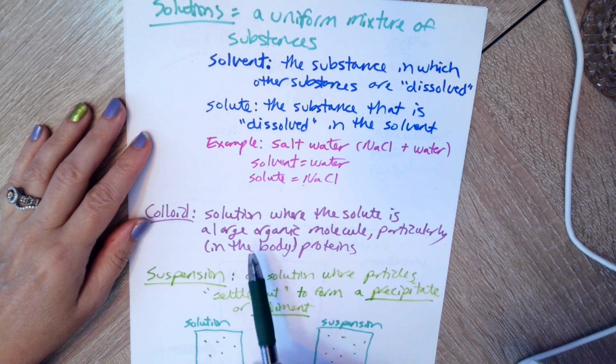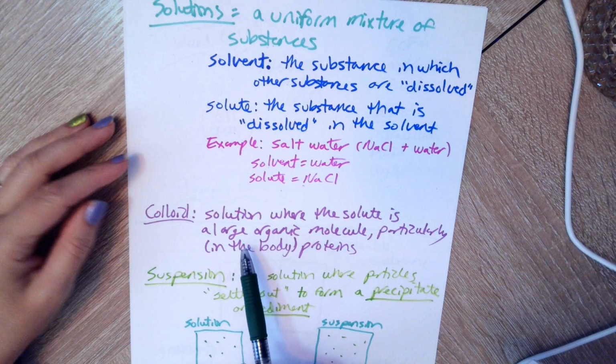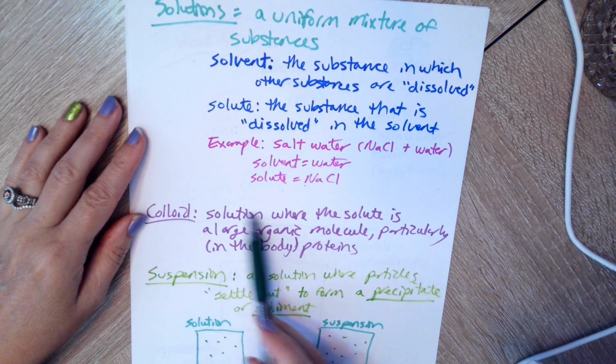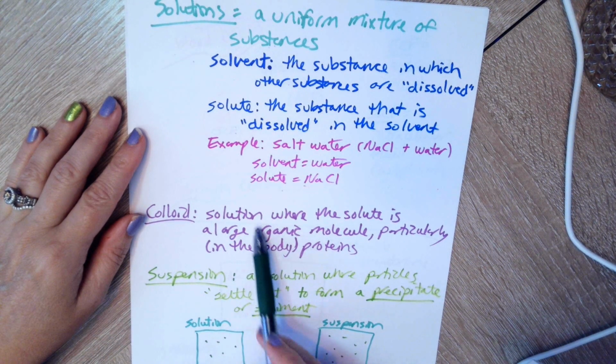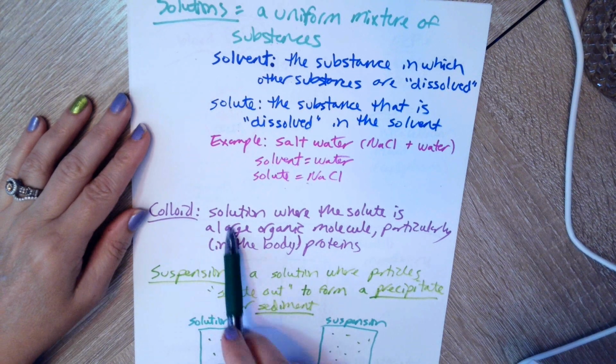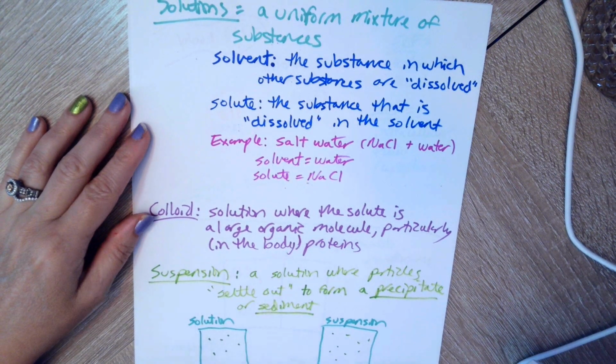You'll also find it in certain glands, like your thyroid gland, where you're making a protein-based hormone, and you're doing that in a solution. So it's a colloid. There's proteins dissolved in the solvent. So that's what a colloid is.